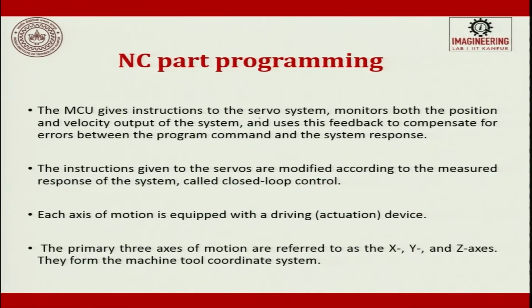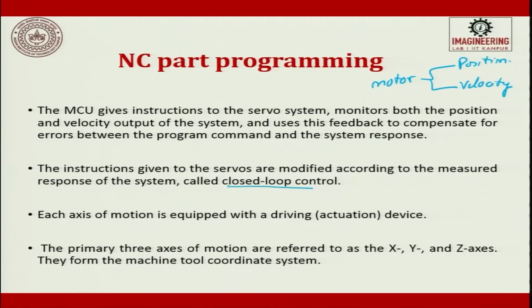The MCU gives the instruction to the servo system, and monitors both the position and the velocity of the system. I told you, as far as a motor is concerned, you have only two things to monitor. One is the position, the other is the velocity, with which you can try to control the movement of the tool or the workpiece. So it monitors both the position and the velocity output of the system and uses its feedback to compensate for the error between the program command and the system response. The instructions given to the servo are modified according to the measured response of the system, called closed loop.